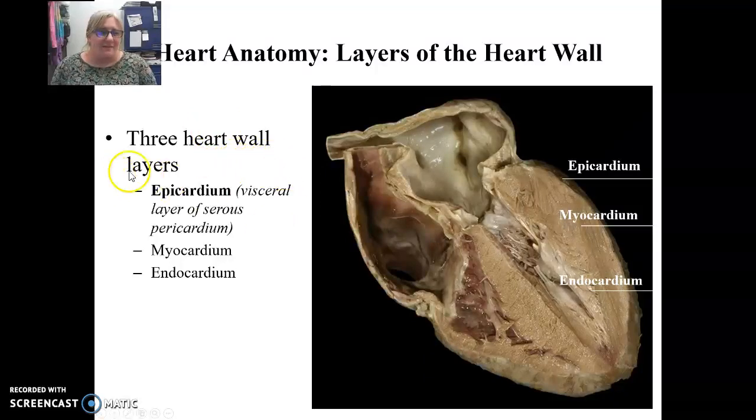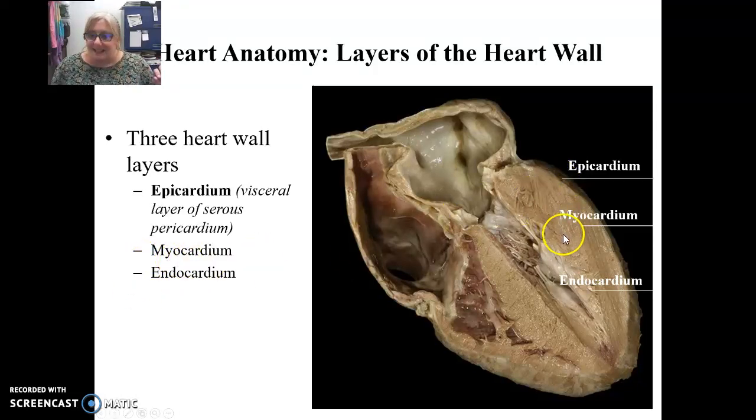The layers of the heart, I mentioned this already once, but the outermost layer is known as the epicardium. It's also the visceral serous membrane. It's composed of a single layer of simple squamous epithelium underlying a thin layer of connective tissue known as areolar connective tissue.